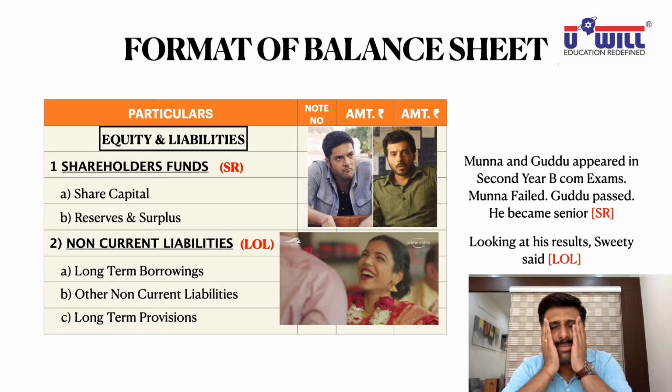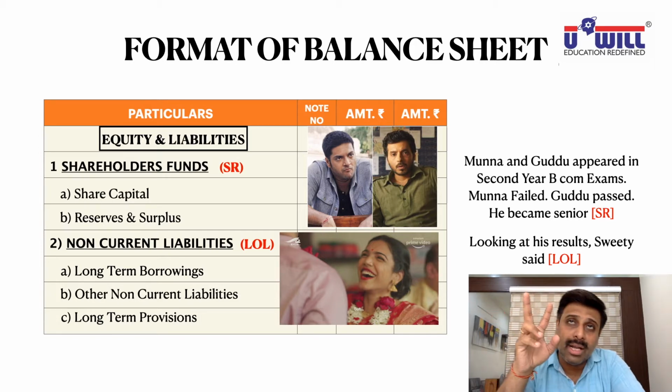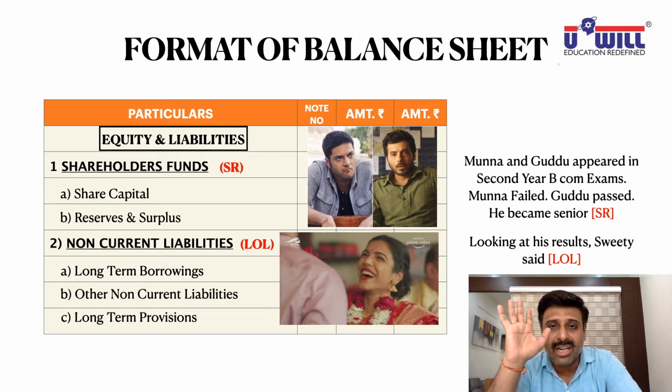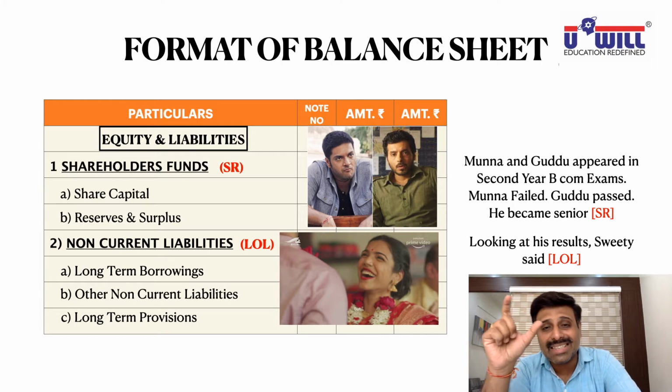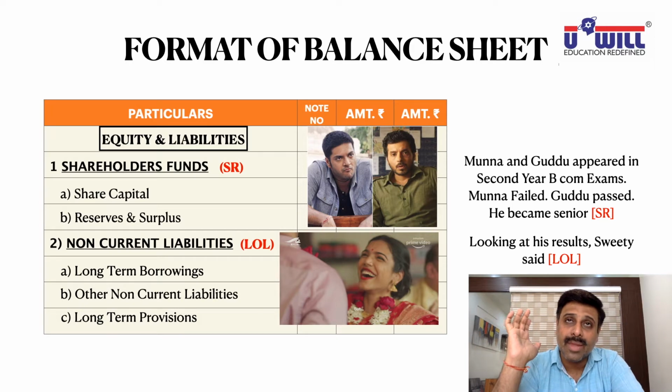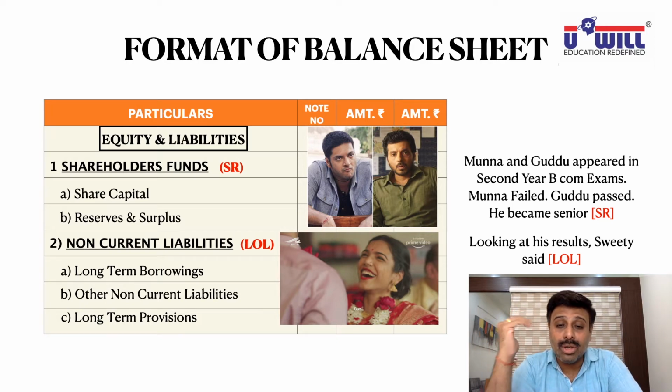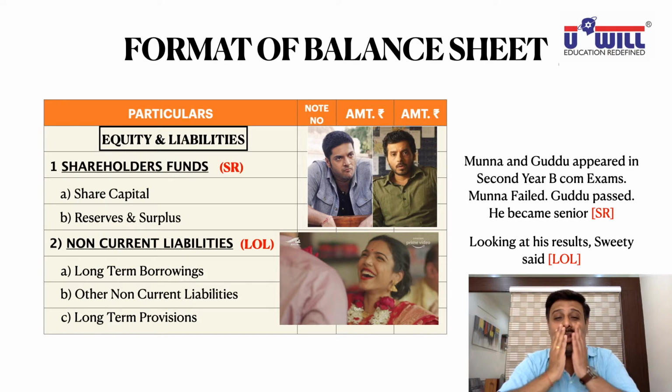Very easy. Okay, remember Mirzapur characters. Guddu Munna appeared in exams. Munna failed. Guddu passed. He became senior. SR, share capital, reserves and surplus. Now looking at his results, Guddu's girlfriend, Sweetie said, lol, Munna failed. Guddu passed. So lol, LOL, long-term borrowings, other non-current liabilities, long-term provisions. Now going further, be attentive.